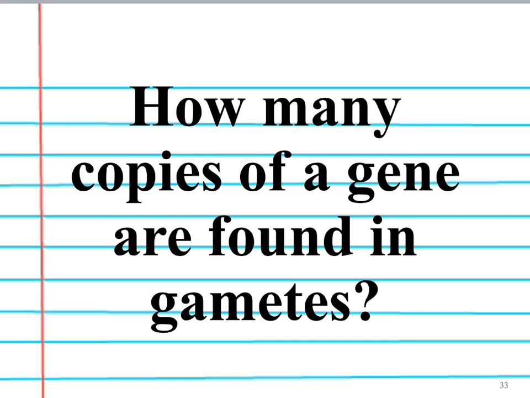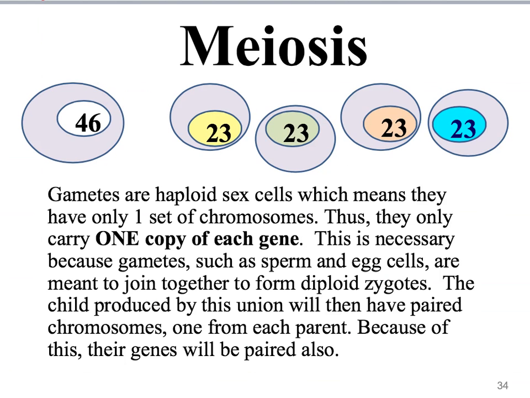How many copies of a gene are found in gametes? Well, remember, gametes are haploid sex cells, which means they only have one set of chromosomes. Thus, they only carry one copy of each gene. Did you get that? Only one copy of each gene.